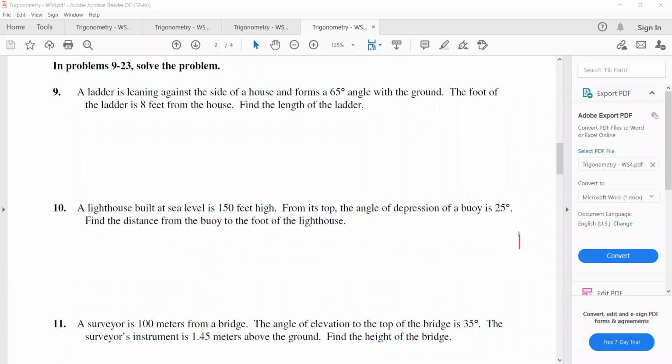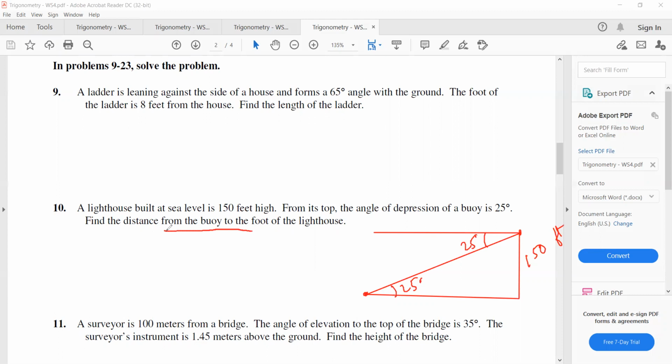That is a lighthouse here, the water level and the angle of depression to the buoy. So here is the buoy, here is the lighthouse top, and this is the angle of depression, 25 degrees. This is 25 degrees also. Now the height of the lighthouse is 150 feet. Now the actual question: find the distance from the buoy to the foot of the lighthouse.